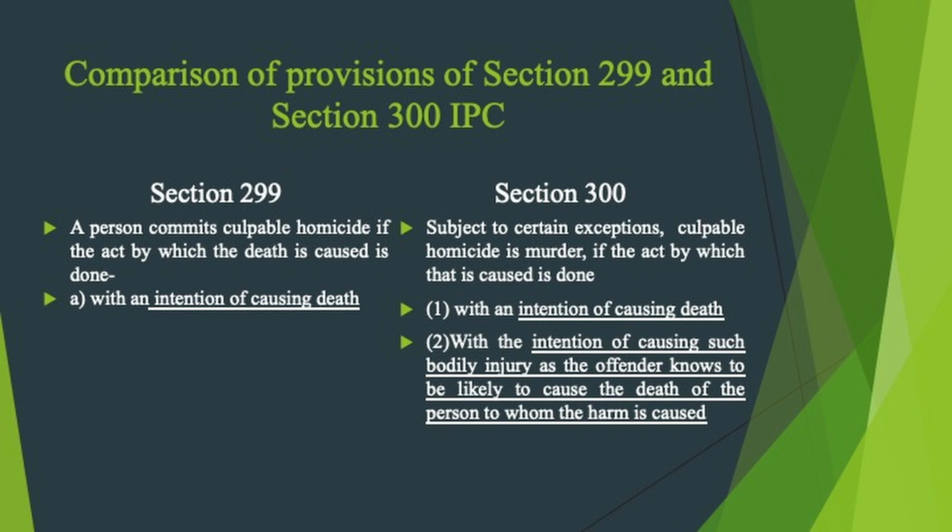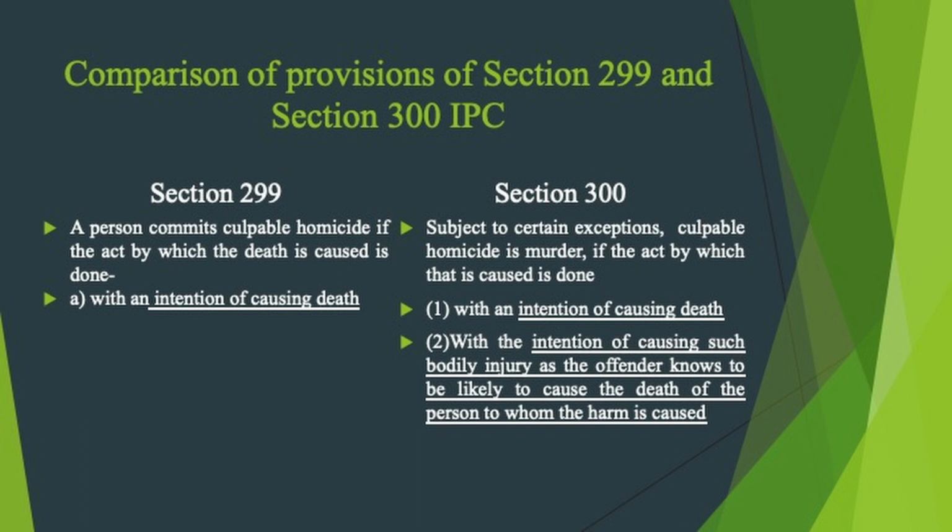Clause 2 of section 300 is peculiar to section 300, there being no equivalent to this clause in section 299. Under this clause, the victim must be in a peculiar or abnormal situation, that is, he must be suffering from some ailment or must be too young, etc. The accused must be aware of this condition and he must have intentionally inflicted a wound which is likely to cause the death of the victim, and it actually resulted in the death of the victim.